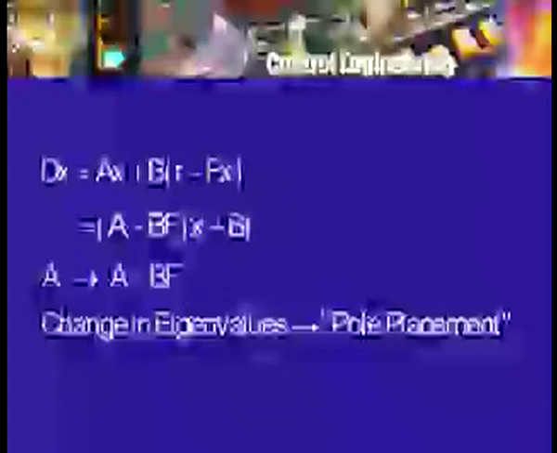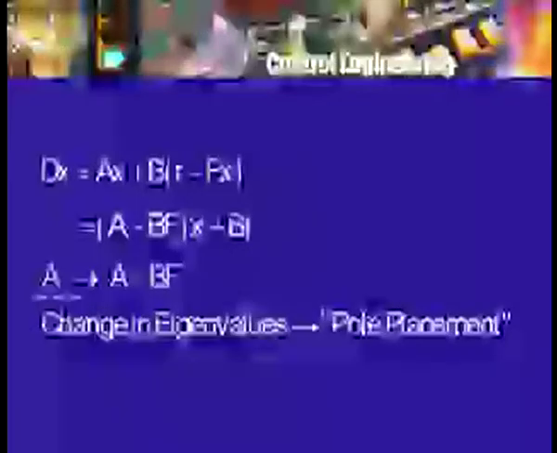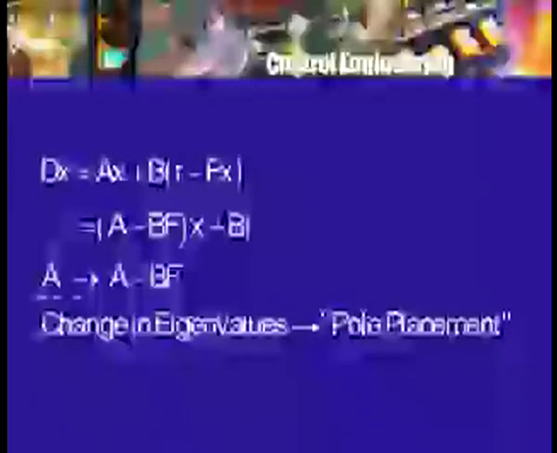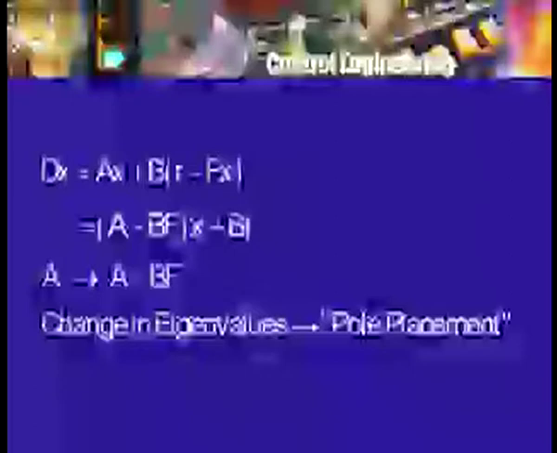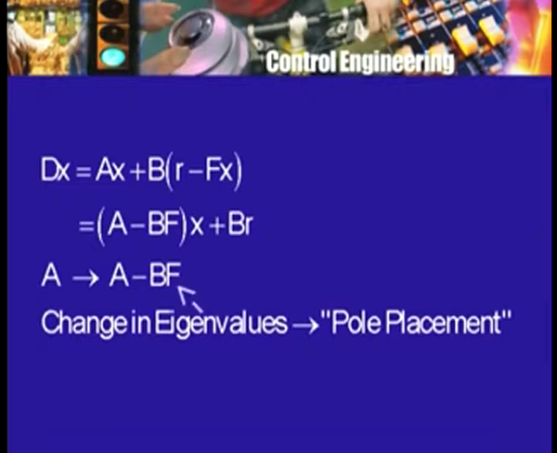This F is the effect of feedback. So, by using feedback we are able to change the matrix. If we are able to change the matrix, we will be changing the eigenvalues. The eigenvalues are associated with the time constants of the system. So, by changing A, that is by introducing F, we will be able to change the time constants. Of course, if F is equal to 0, that is there is no feedback, we just have A, that is we have the system without feedback.